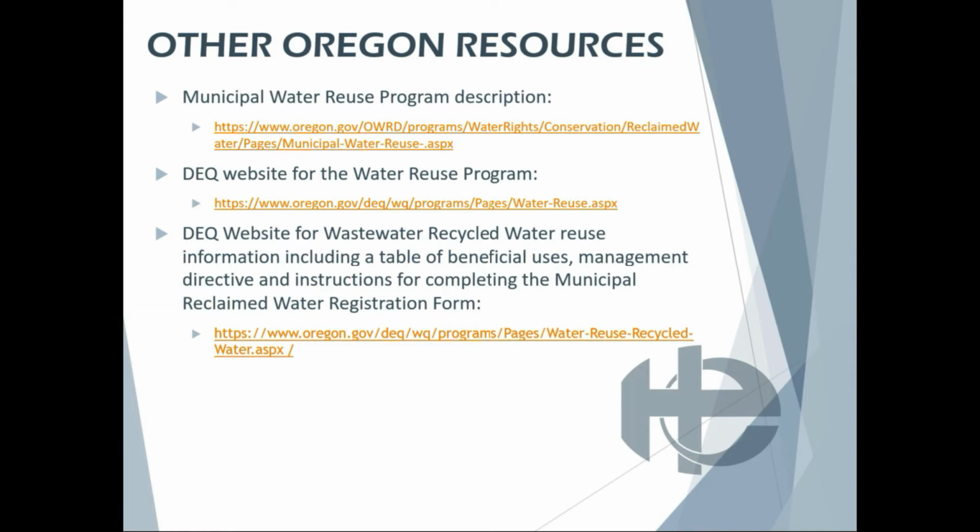There are specific websites: the Municipal Water Reuse Program description given at this particular location, and then you've got the website for the Water Reuse Program, and then the water reuse information, specific details, including the table of beneficial uses that's on the DEQ websites. So these three locations essentially give you all the information that you need in order to investigate and to look up setting up a wastewater reuse program if you don't already have one.